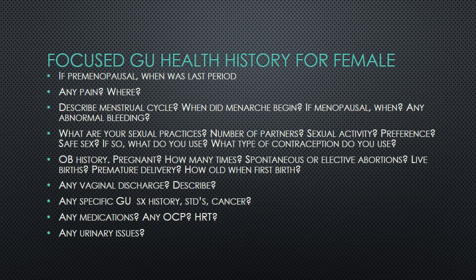Are they on any medications, any oral contraceptives, any hormone replacement therapy? And sometimes people forget that the Mirena is a medicine. So you need to specifically ask also if they have any intrauterine devices. The copper T is not a medicine, so they might not tell you. Implanon is a medicine, but they might not tell you because they don't think of it as a medicine. And any specific urinary issues, such as any burning on urination, any dysuria.